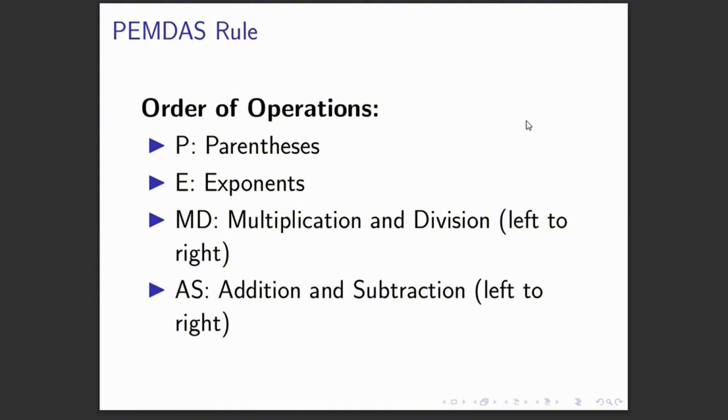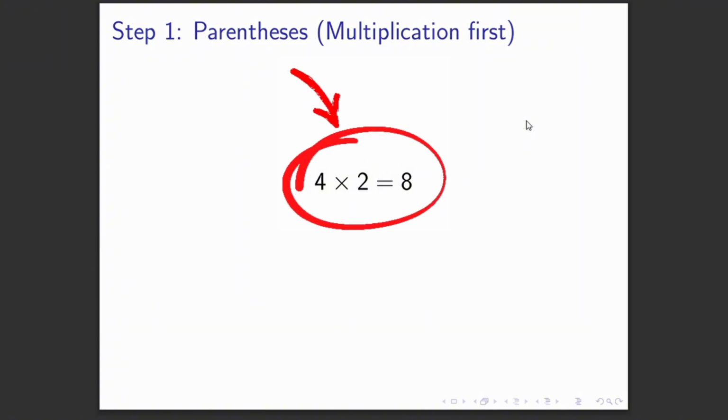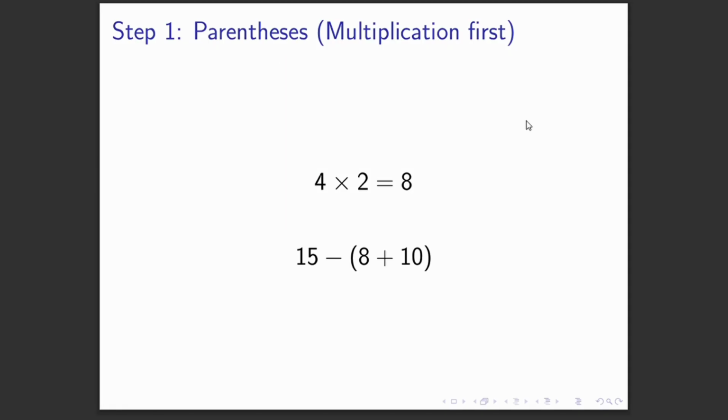But if we move from left to right, the operation which appears first has a higher order than the other operation. Now we are going to solve the problem. We have the parentheses in the expression. So first of all, we are going to do the multiplication. When I do 4 multiplied by 2, I will get 8. After that, I will substitute the value. I will get 15 minus (8 plus 10).